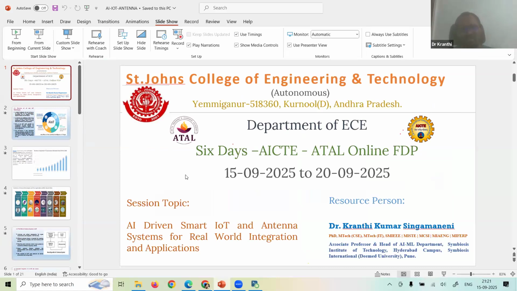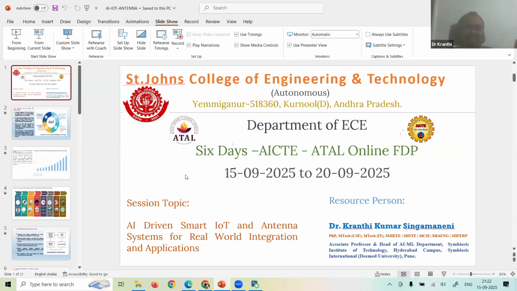So I tried to address some of the things. I am not able to cover everything, but I tried my best with a sample set of code showing how these antenna systems and IoT or AI-trained models together improve the results. So you can take that based on the sample set of examples.